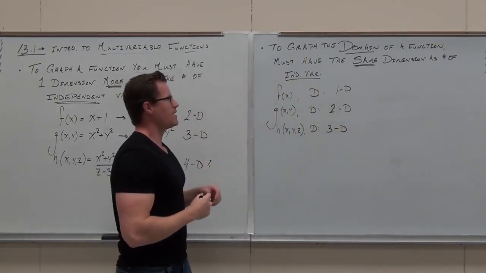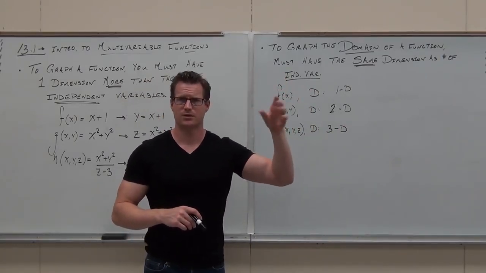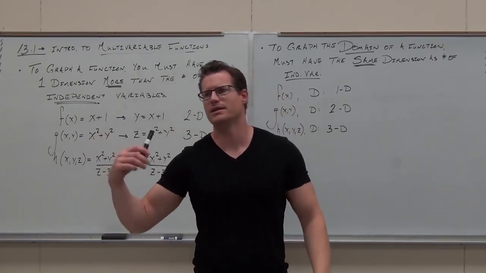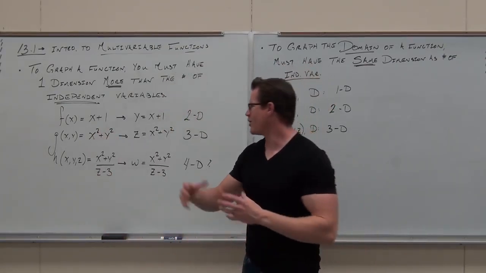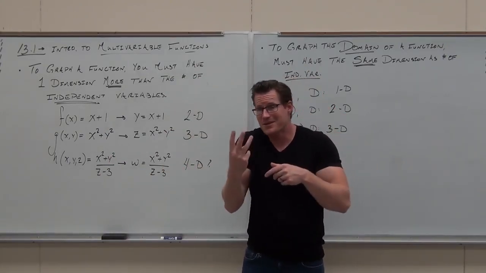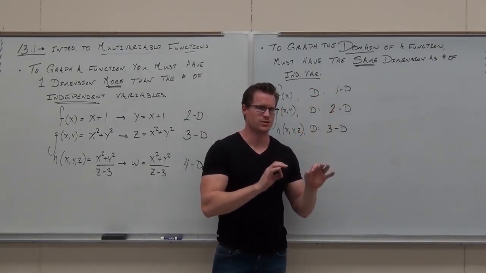statement here. If you have one independent variable, you need one dimension to describe the domain. 2 independent variables, 2 dimensions. 3 independent variables, 3 dimensions. Please don't get these two ideas confused. The picture is always 1 dimension more because you're plugging in 2 things and getting out the third. Plugging in 3 things, getting out a fourth. But to graph the domain, we have the equal number of dimensions for that.